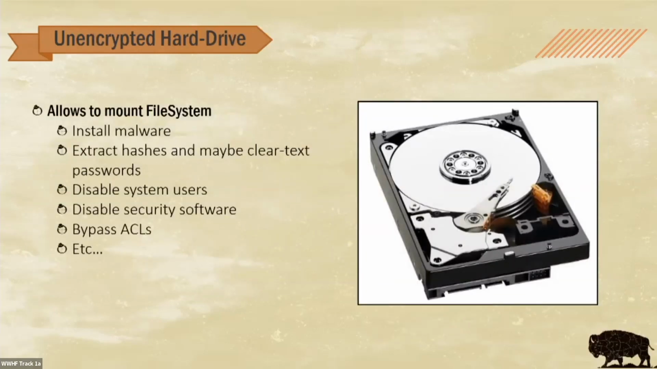Also, we have Unencrypted Hard-Drive. For me, this is the most critical finding in ATM penetration testing. Why? Because when I find an unencrypted hard drive, it allows me a lot of things. For example, install malware, extract hashes and passwords, disable users, disable security software, and mostly because I was able to bypass a lot of ACLs. I will list some of the security software protection that I was able to bypass at the end.